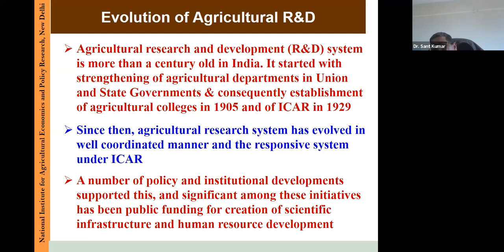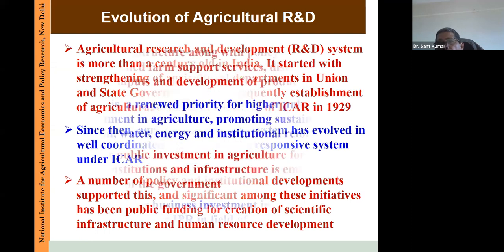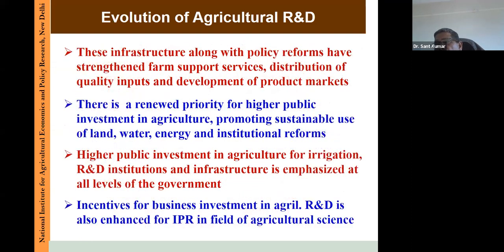Public funding was the crux for the development of the agriculture R&D system in India, for the creation of infrastructure, for the creation of scientific manpower, human resource development, and so on. This infrastructure, along with the policy reforms, has strengthened farm support services, distribution of quality inputs, and development of product markets.